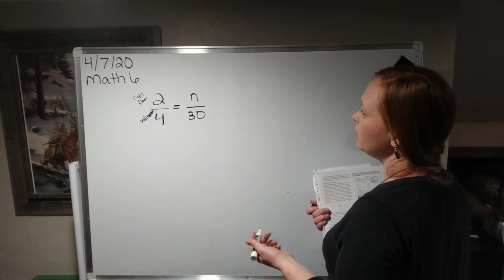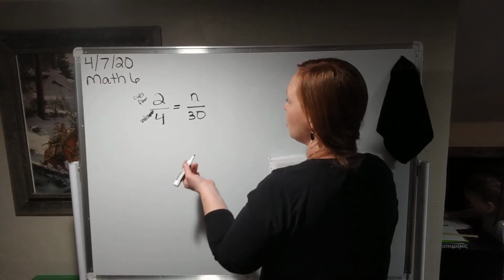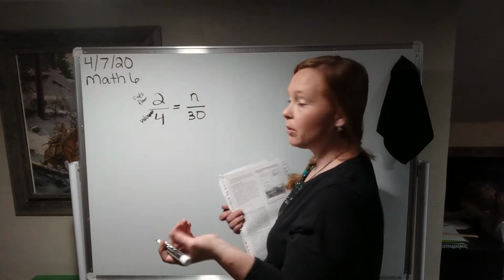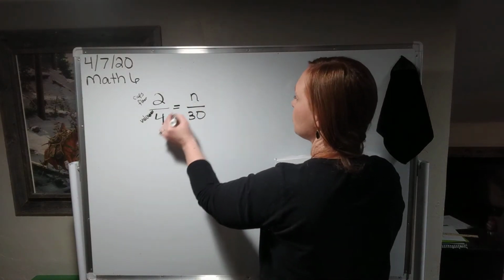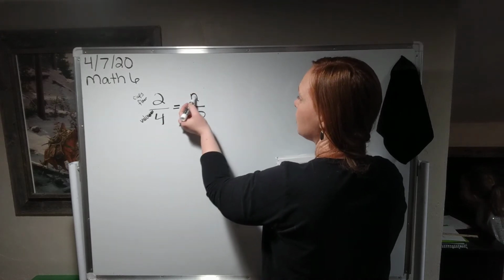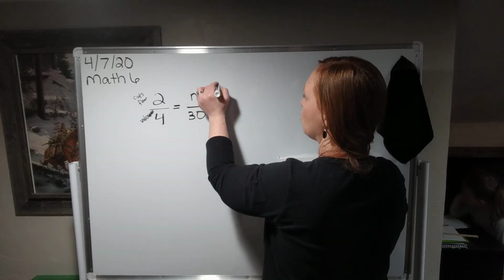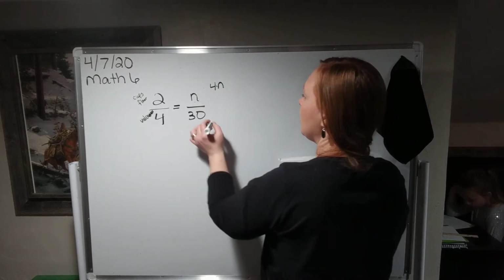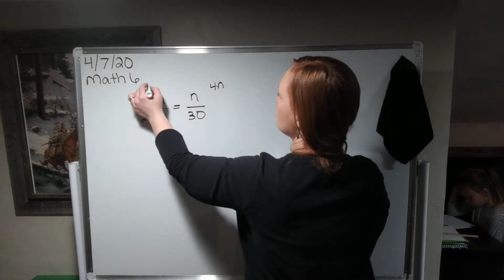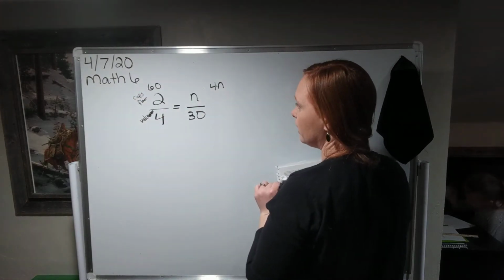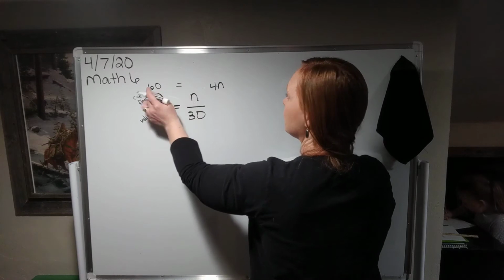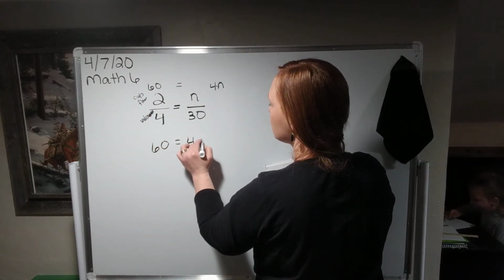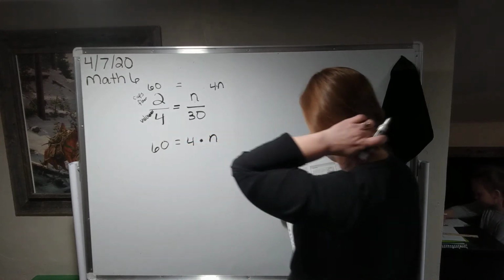So what we can do when we're trying to solve is once we have our proportion set up, we can cross multiply. Do you remember how we were checking them last week? We would multiply up. Okay, so 4 times n equals what? 4n, or 4 times n. Okay, and then we multiply it this way. 30 times 2 equals 60, right? So now let's rewrite this problem. 60 equals 4 times n.